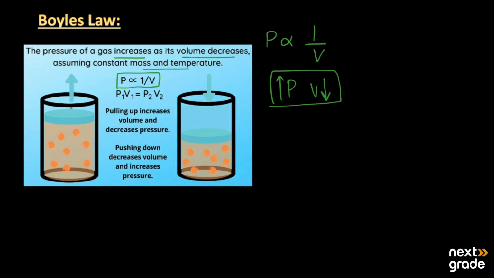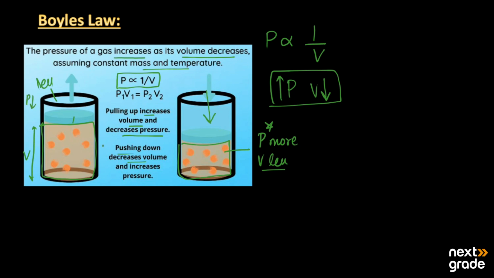In this picture, you can see that here the pressure is less and the volume of the gas is larger. On the other hand, when we increase the pressure by pushing down, the volume of the gas decreases. Why? Because here the pressure is more and the volume is less, or it decreases due to the pressure. On the other hand, by pulling up the piston, the volume increases and the pressure decreases. So here the volume is larger and the pressure is less.